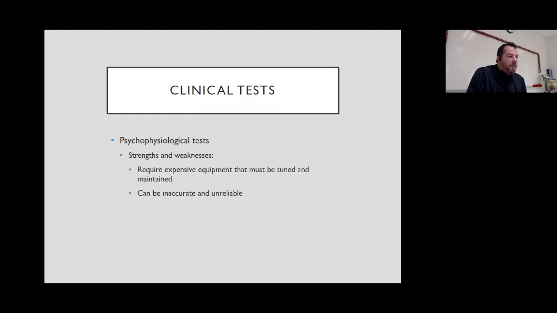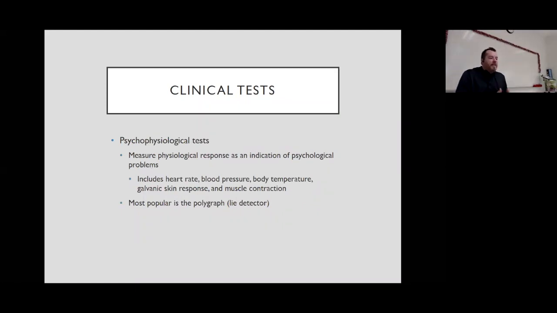The polygraph test, I'm going to stick on this. The polygraph test basically tests three different things. It tests your heart rate, your blood pressure, so your heart rate and blood pressure are kind of the same thing. Galvanic skin response, which is a very almost undetectable amount of sweating that occurs when your autonomic system activates, and body temperature and muscle contraction.